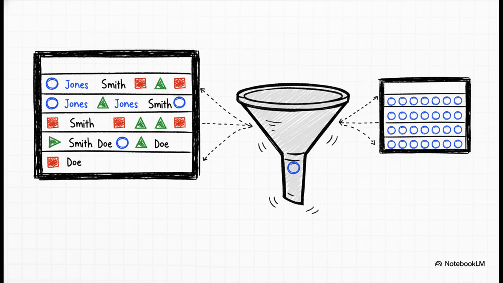But we rarely want to see everything. Usually, we're looking for something specific. By adding a simple where clause, we can start filtering. It's like telling the database, show me everything, but only where the salesman is Jones. Suddenly, all the other noise disappears.